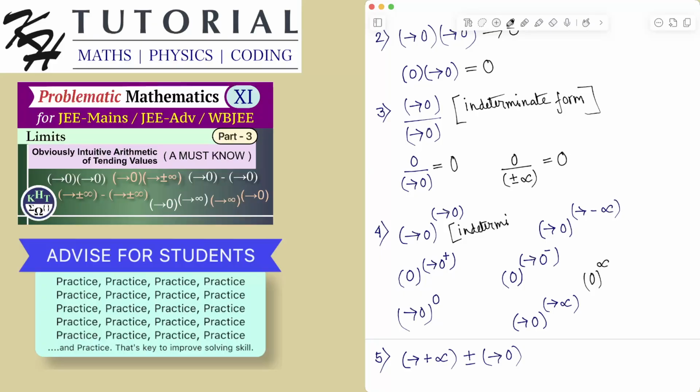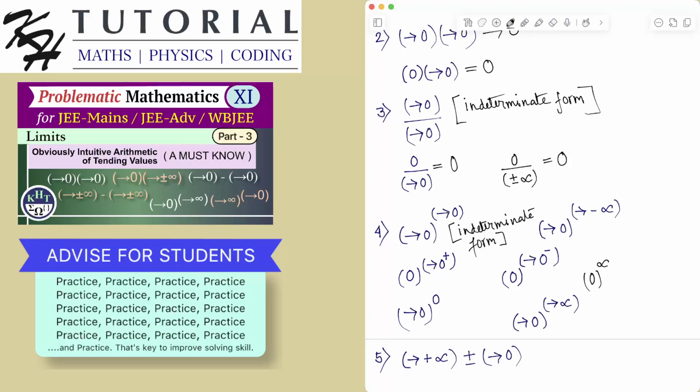Indeterminate. There are 7 or 8 indeterminate forms. We will see. This is an indeterminate form: tending to 0 raised to the power tending to 0. Okay. Next is tending to 0 raised to the power minus infinity. Now tending to minus infinity is equal to minus infinity.